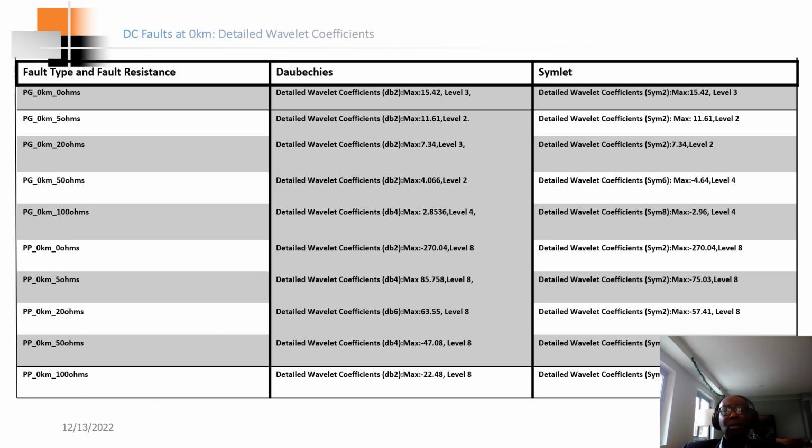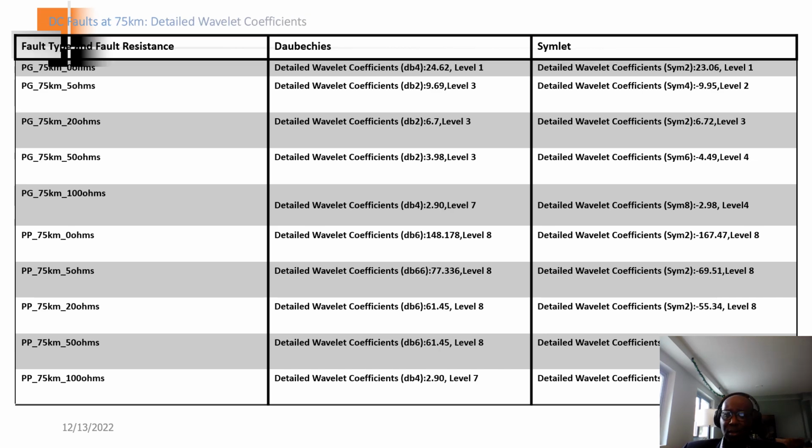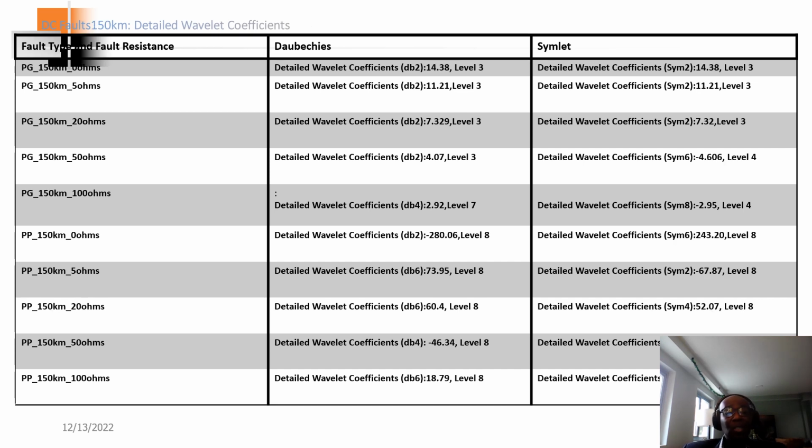I made a tabular comparison of the coefficients and selectivity for various faults, pole to ground, with various fault resistance and arcing resistance, and next for various distances. As you can see over here, we have 75 kilometers, and next is 112.5 kilometers. All the detailed wavelet coefficients are tabulated here. Then 150 kilometers, all the detailed coefficients.